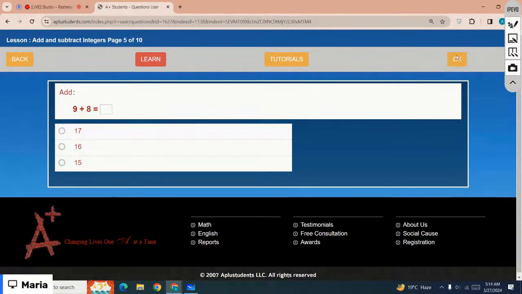9 plus 8 equals, you have to add, right? Both the numbers are positive, so you have to add. The answer is 17. 9 plus 8 equals 17. Got it?